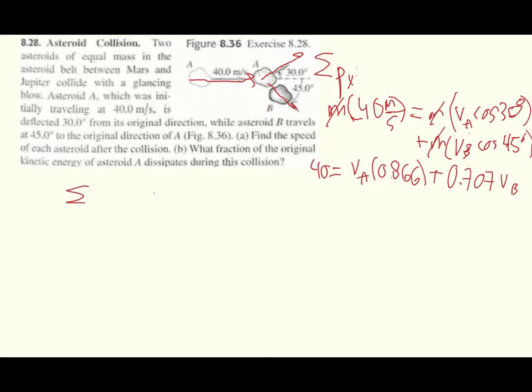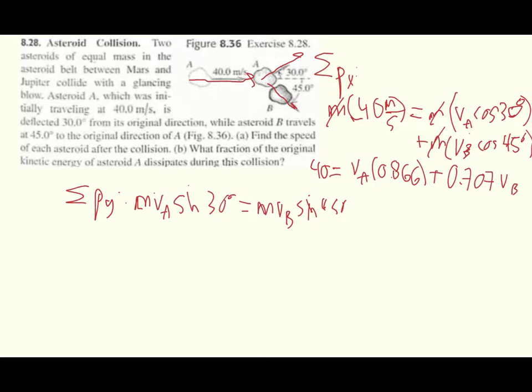My y momentum is going to look different, because I don't have any initial y momentum. The asteroid is only moving horizontally when it strikes the second one. So the y momentum of A is going to equal the y momentum of B, which means m VA times the sine of 30 is going to equal m VB times the sine of 45 degrees.